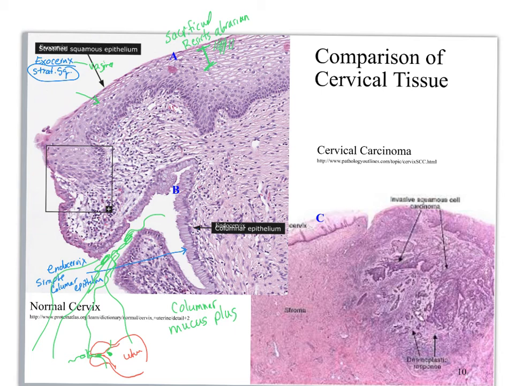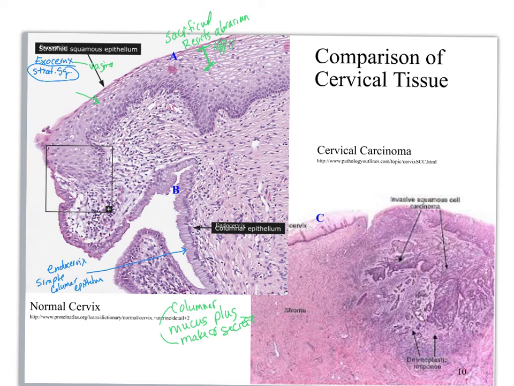So columnar cells make and secrete. So when you are not fertile, they secrete a very sticky mucus that makes a trap. And when you are fertile, it creates a thin, runny mucus that leaks out and helps sperm enter the uterus. Okay? So that's all the normal epithelium types.